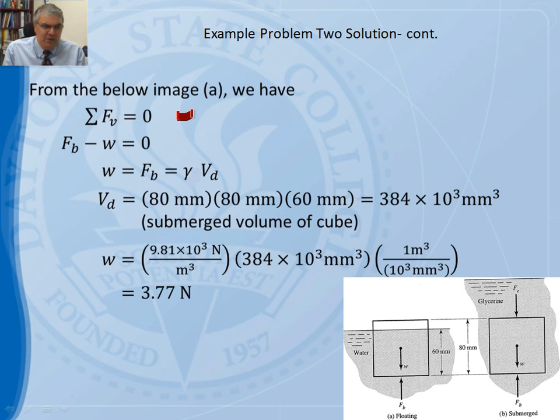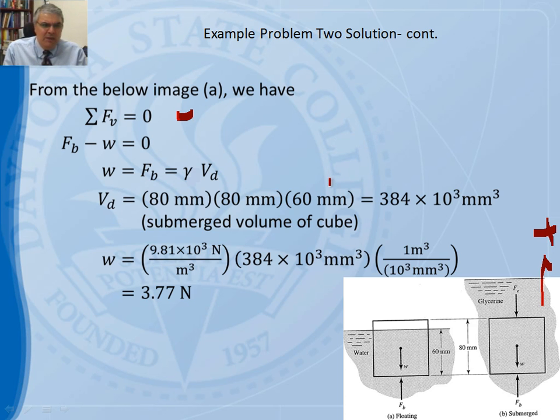In the vertical direction, we set that to 0. We assume F sub B, in this case, upward is positive. So we assume this direction to be positive. F sub B is positive upward. W is acting downward, that's negative. W would be F sub B, which would be gamma times V sub D. V sub D, we can simply calculate that, but we need to be careful with one thing here, though.